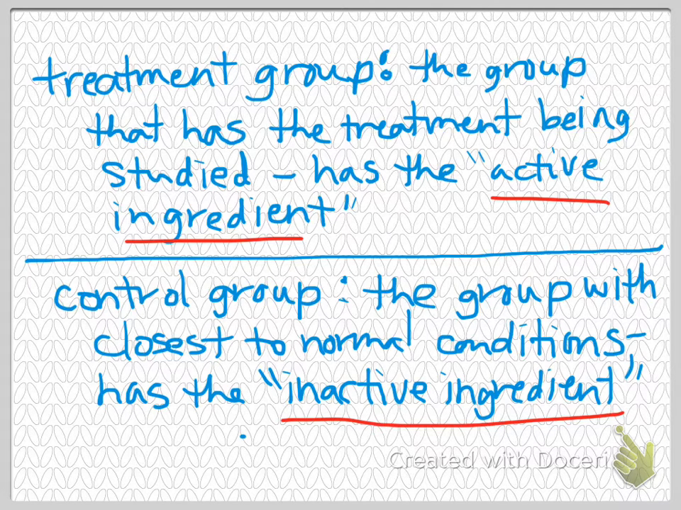So they have the inactive ingredient. They keep doing what they normally do. So if you're testing an exercise program, the treatment would be exercise, and the control group would just continue with whatever exercises they had been doing. But they would not try something new.